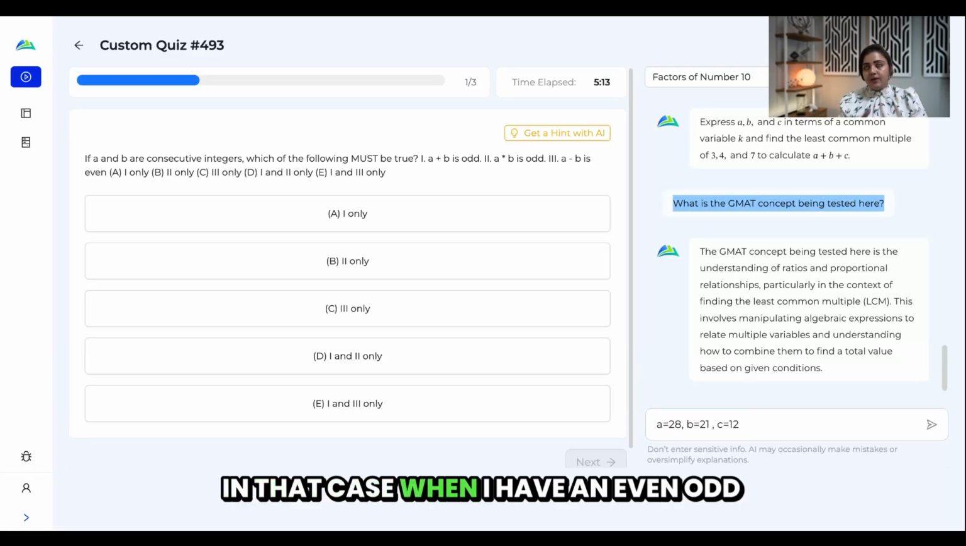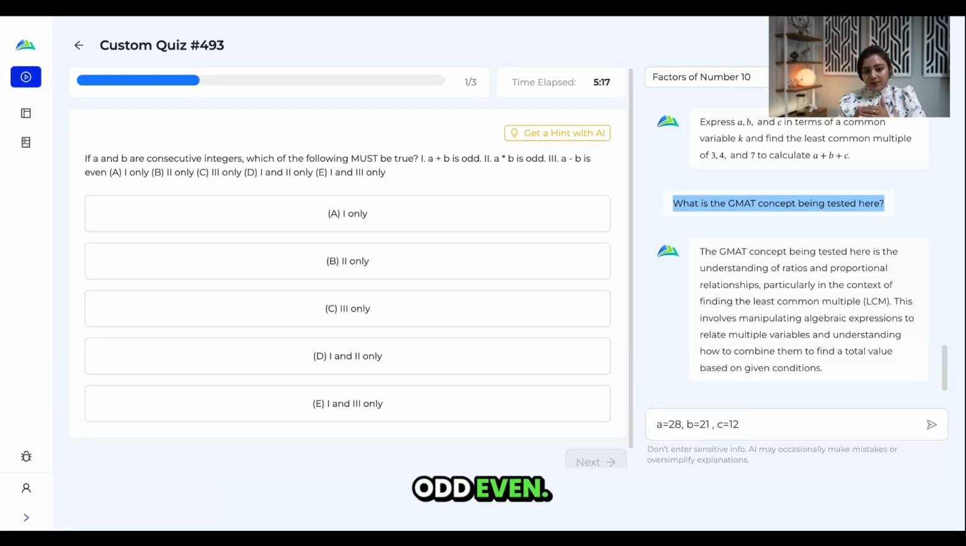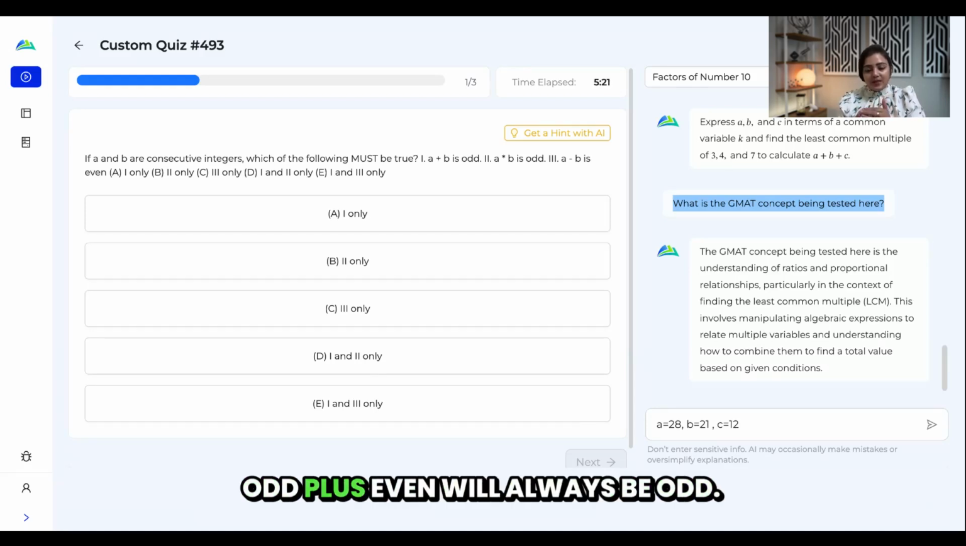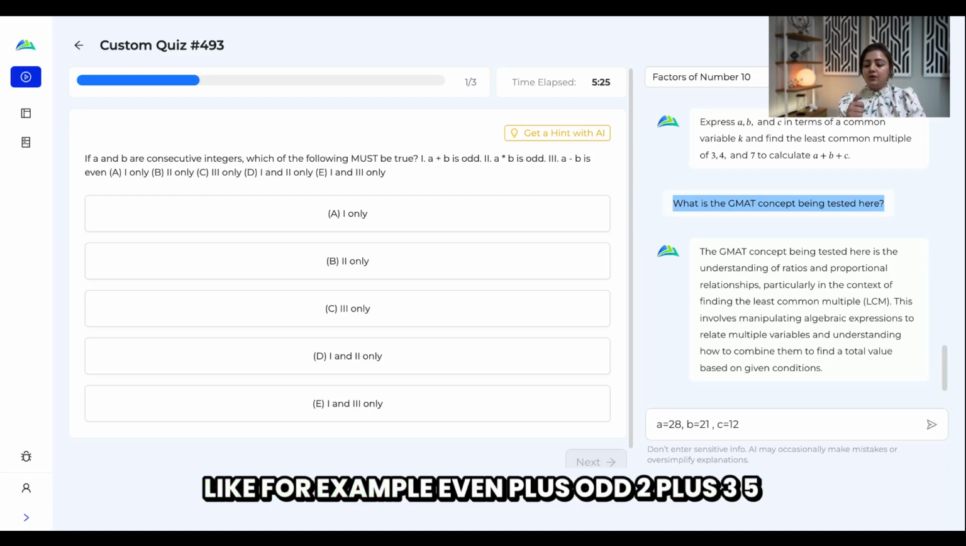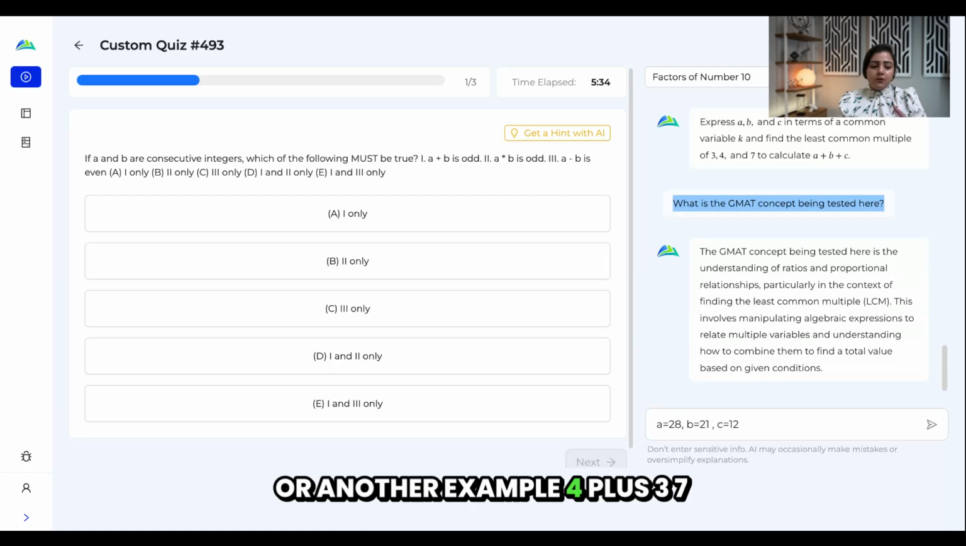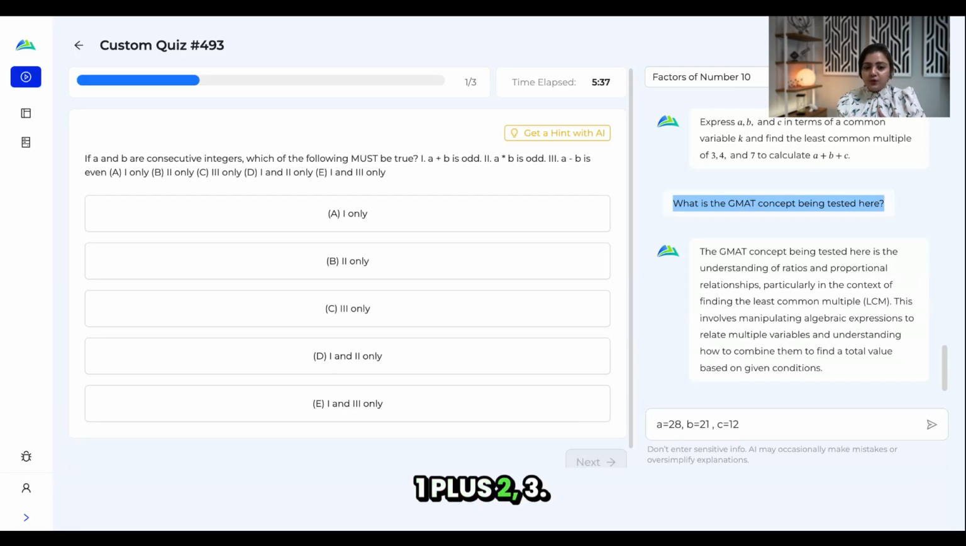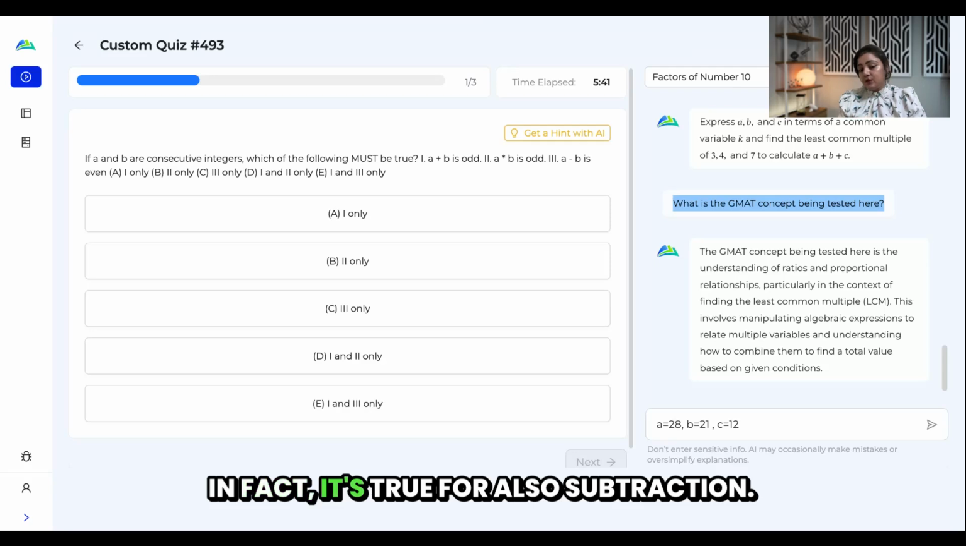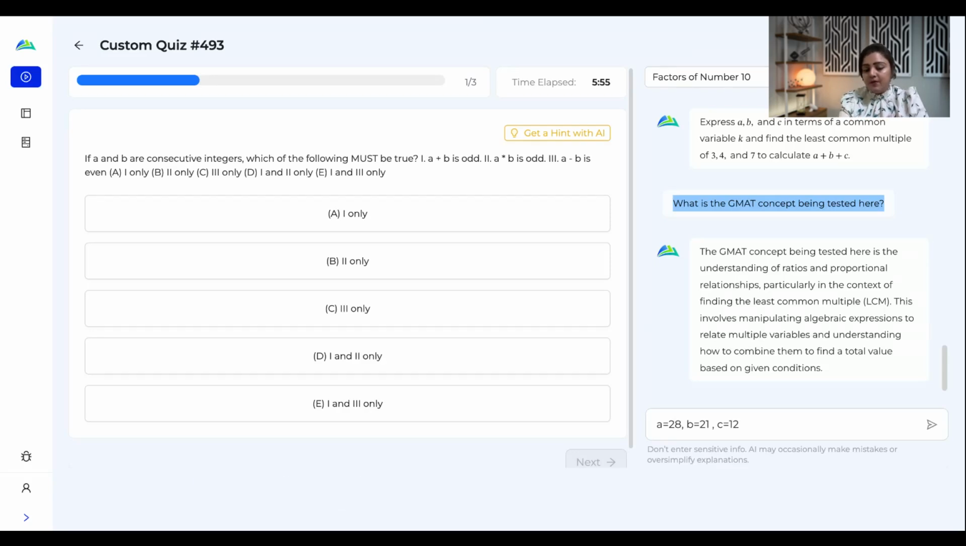In that case, when I have even odd or odd even, the sum of even and odd, or even plus odd or odd plus even, will always be odd. Like for example, even plus odd: 2 plus 3, 5. Or another example, 4 plus 3, 7. 1 plus 2, 3. So you add an even and odd, you're going to get an odd result. In fact, it's true also for subtraction. Even minus odd: 4 minus 3 is going to give you an odd value, 1.